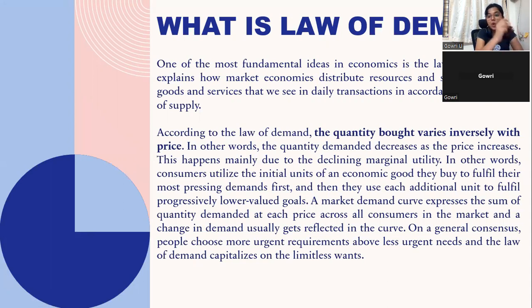In the law of demand, the quantity bought varies inversely with price, which means if the demand for a commodity in the market is high, then its price is likely to be low, and vice versa. This happens mainly due to declining marginal utility. One could say that the law of demand is a derivative of declining marginal utility. The most pressing demands are given higher importance in society first, and each individual additional unit that is added to this hierarchy of goods has a lower value attached to it.